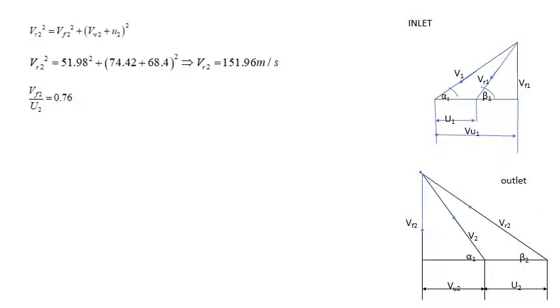Now one more relation is given, Vf2 by U2 is equal to 0.76. So now substitute the values here to find the value of Vf2, which is equal to 51.98 meter per second.